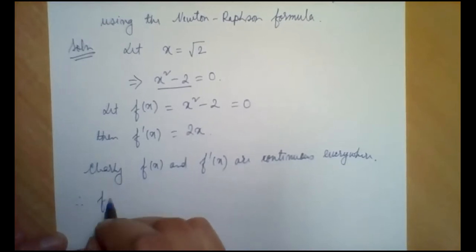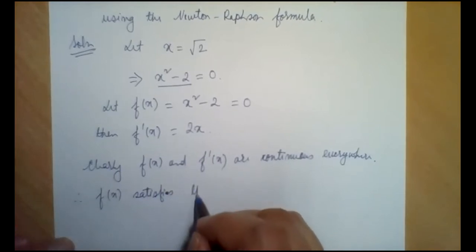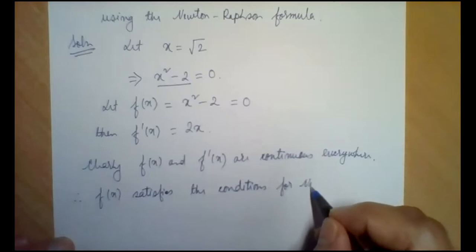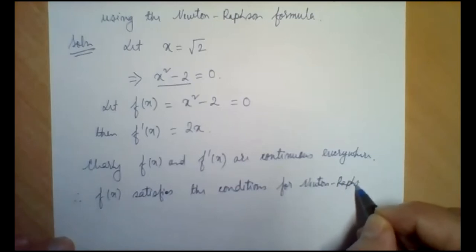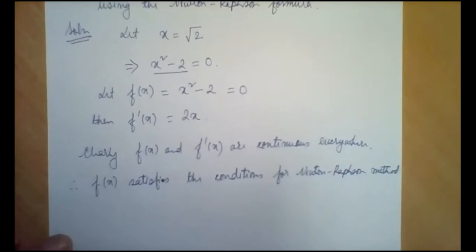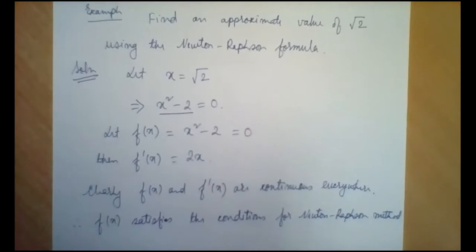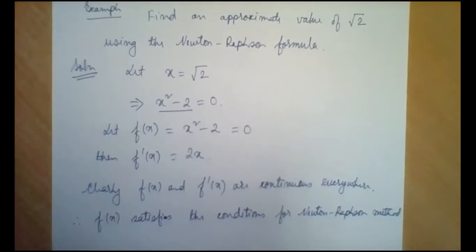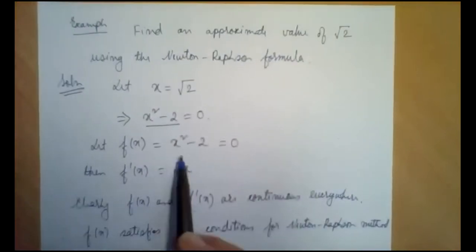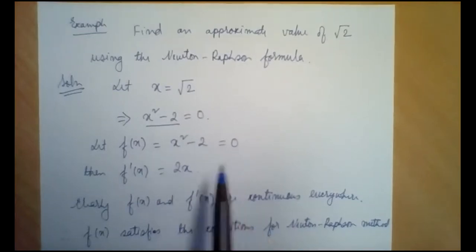Therefore f of x satisfies the conditions for the Newton-Raphson method. With f of x and f prime x, we can apply the Newton-Raphson iteration formula and find the root of this equation. The root of this equation will be nothing but the square root of 2.